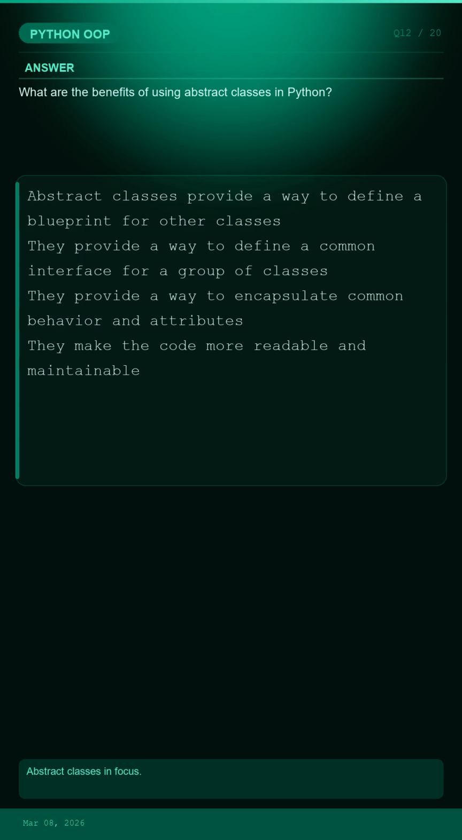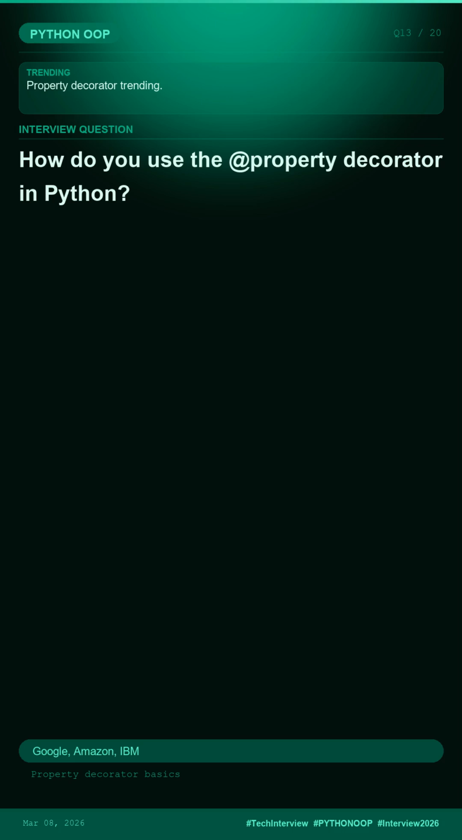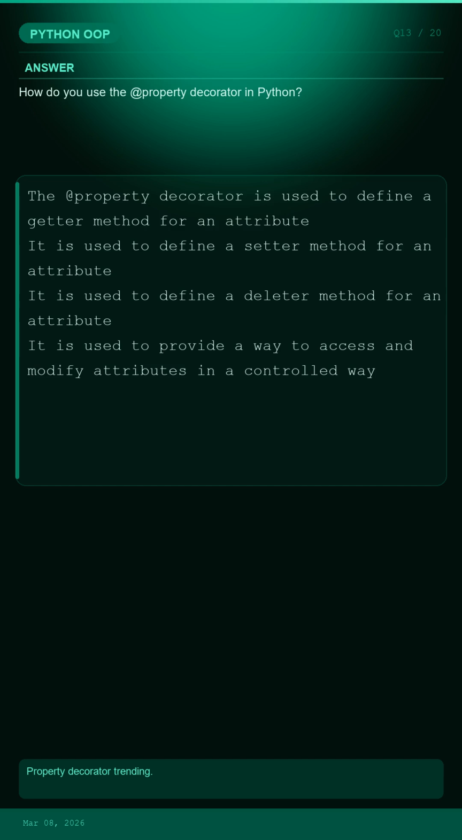Question 13. How do you use the property decorator in Python? Answer. The property decorator is used to define a getter method for an attribute. It is used to define a setter method for an attribute. It is used to define a deleter method for an attribute. It is used to provide a way to access and modify attributes in a controlled way.